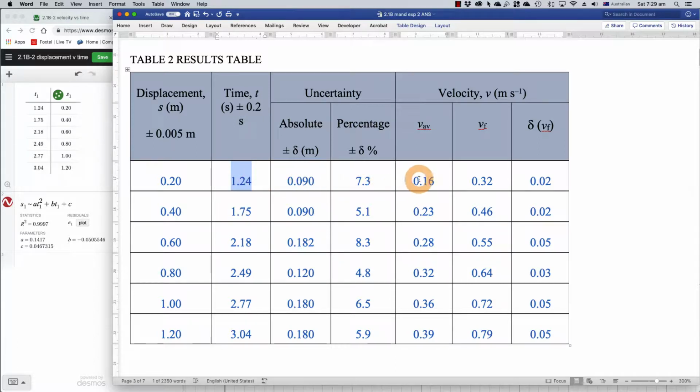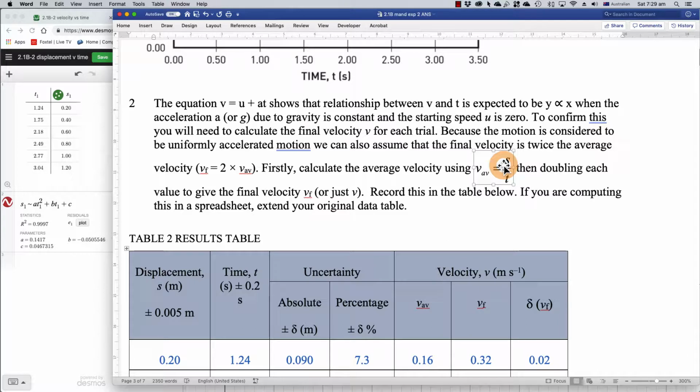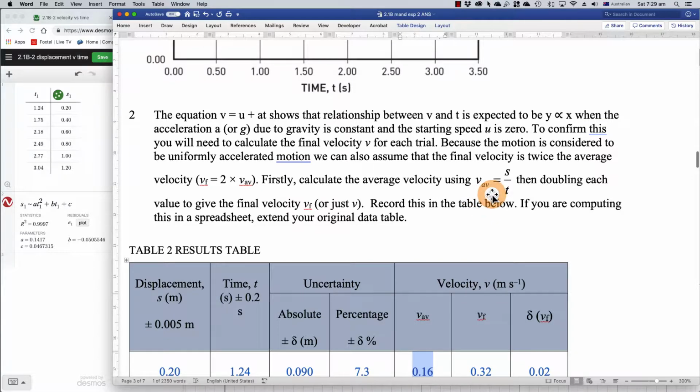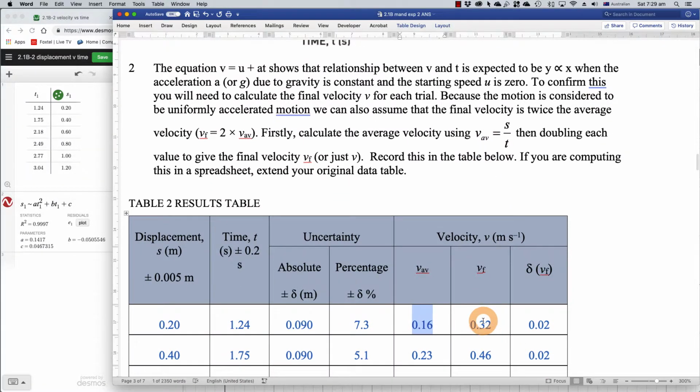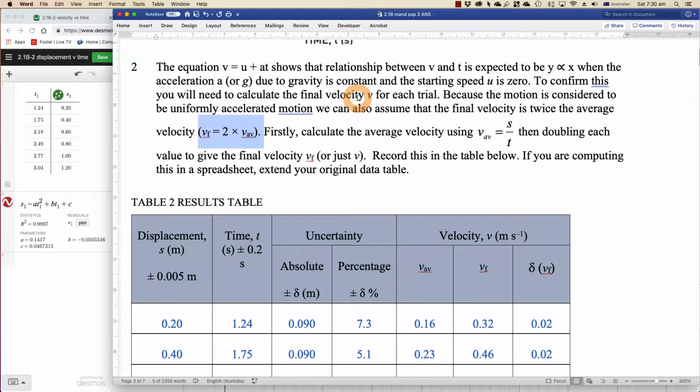So to find the average velocity now, I simply use velocity average equals displacement on time. I know my displacement and I know my time, so I can find my average velocity. Now to find the final velocity, because that's what I actually want to plot, I want to plot final velocity versus time. To find my final velocity, I use this equation here. Final velocity equals 2 times velocity average. Now, where does that come from?